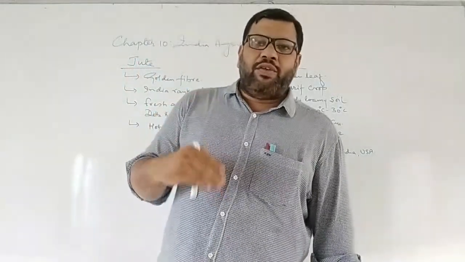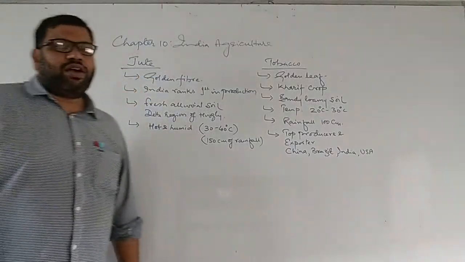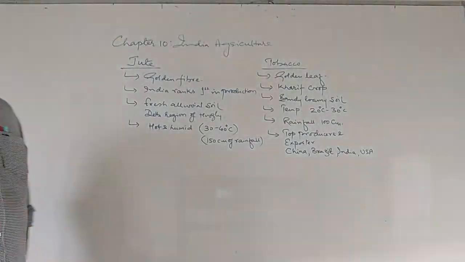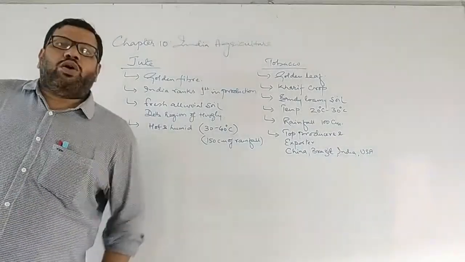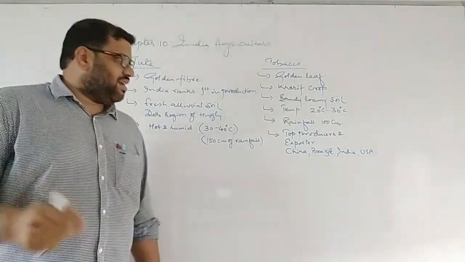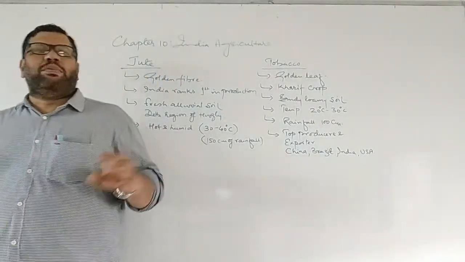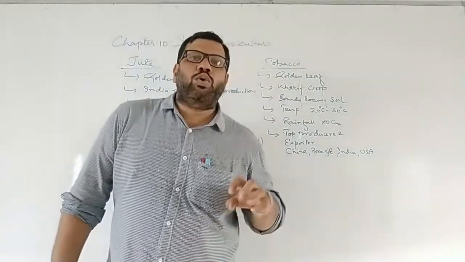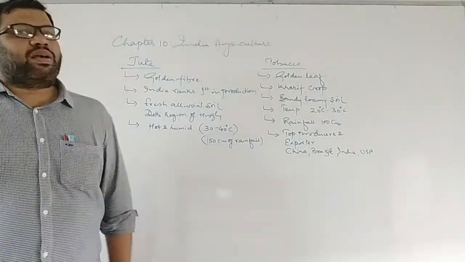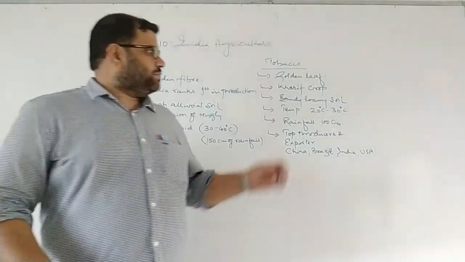And then we move on to rubber. This we have done about jute, and we have tobacco, a quick revision about it. Jute is also called the golden fiber. India ranks first in the production of jute, but as far as export is concerned, we are at the 2nd rank. Fresh alluvial soil of delta region is required, and maximum production happens in the West Bengal Hooghly Delta or Sundarban Delta. Hot and humid climatic conditions, 30 to 40 degrees centigrade, and 100 to 150 centimeters of rainfall are required.